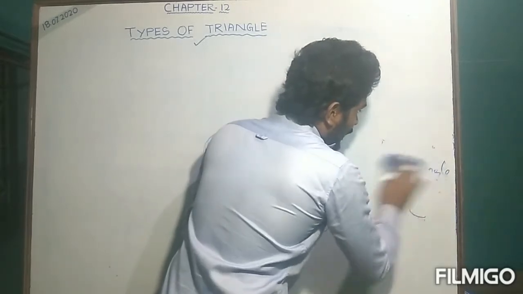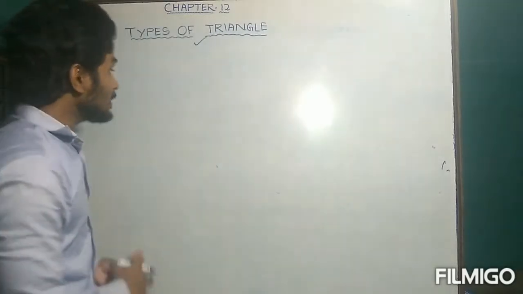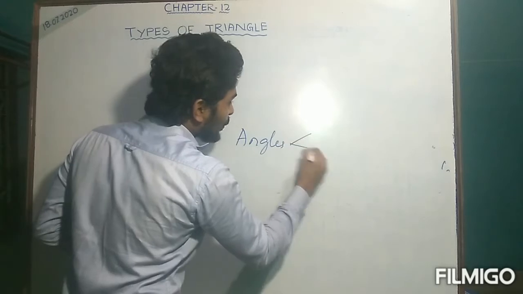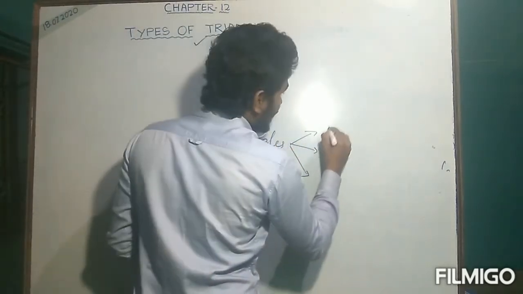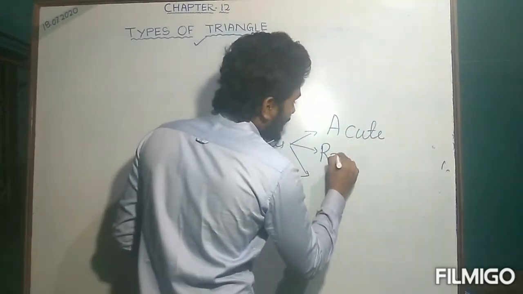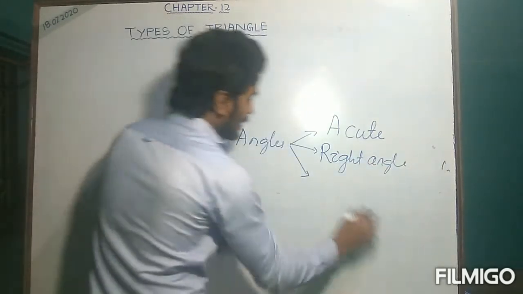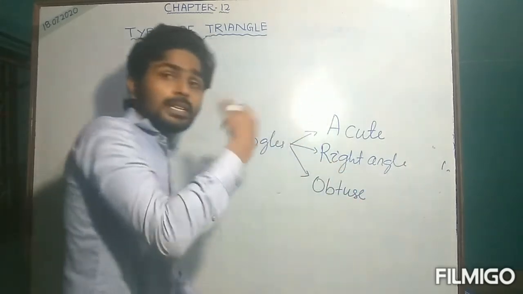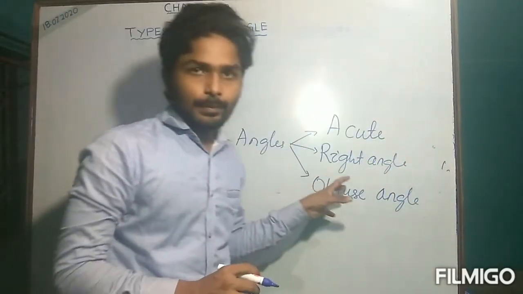Before that, first we need to clarify our idea about angles. Basically we are acquainted with three types of angles. What are they? The first one is acute angle, the second one is right angle, and the third but not the least is obtuse angle. So there are three types of angle in case of a triangle.